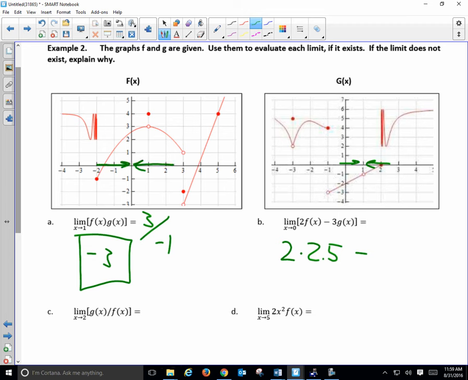Better? Okay. All right, now 3 times the limit as x approaches 0 of g of x. So we've got 5 plus 6 is 11.